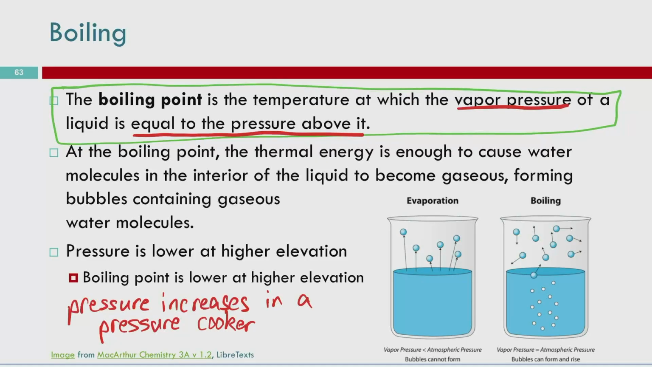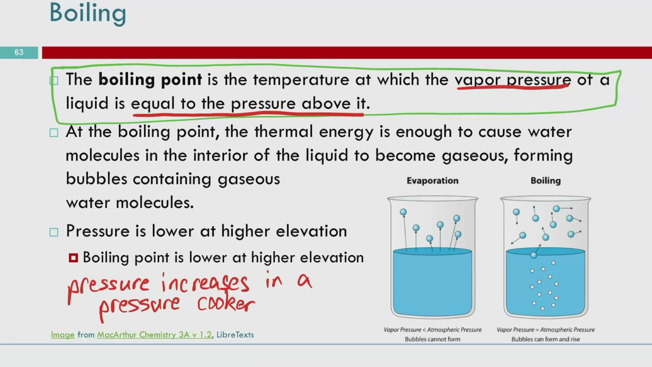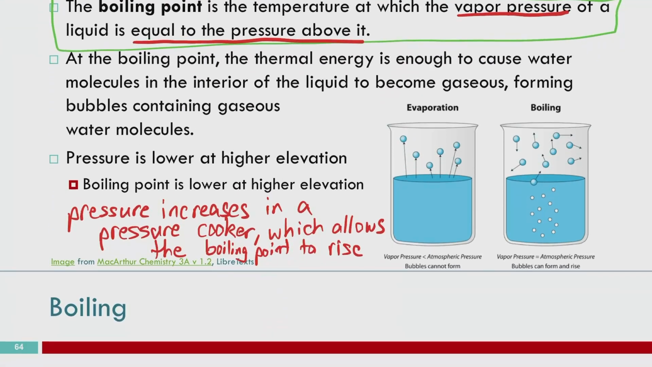So this is a practical application, how pressure cookers work. Kind of like in a nutshell, they're the basic principle, which allows the boiling point to rise. So your pressure in a pressure cooker increases. You're trapping all that pressure in there. That's why they can be dangerous if they're like in bad shape or if you heat them too much. And that allows the boiling point of the liquid to rise.